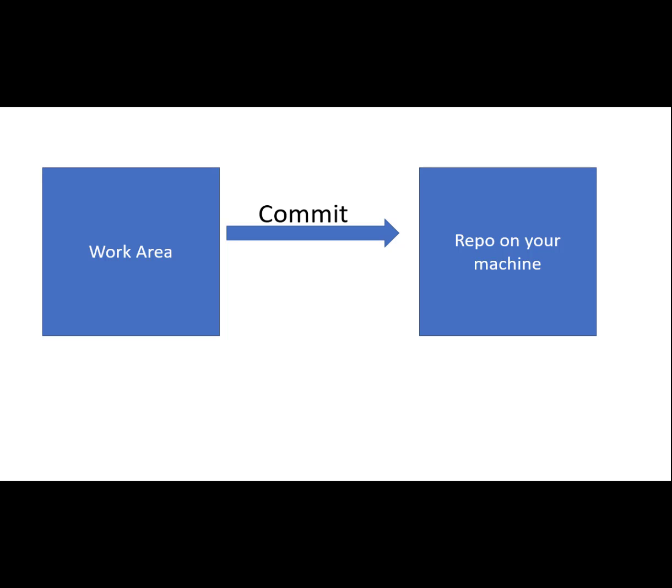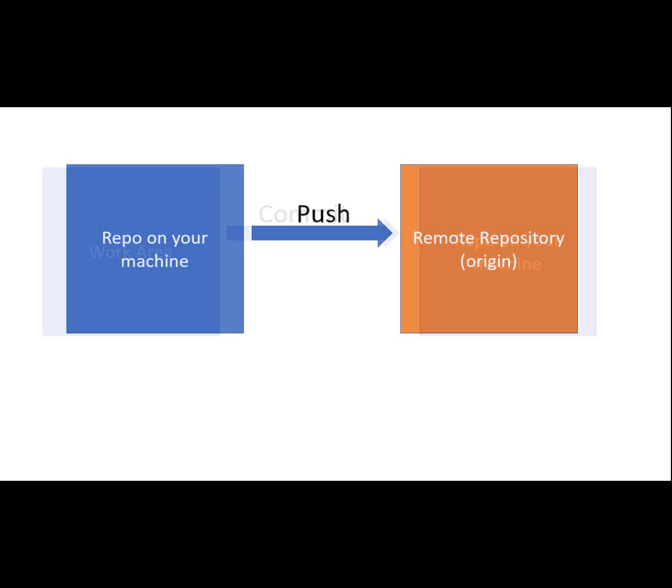When you move something from the work area to the repository on your machine, that's called a commit. When you move things from the repository on your machine to the remote repository, that's called a push. You push to the remote repository.